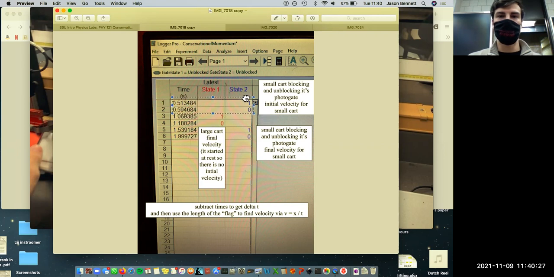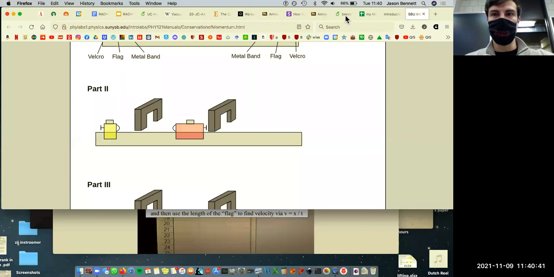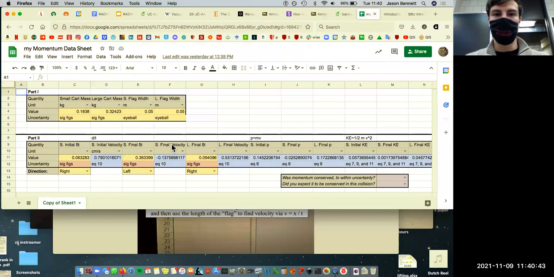This one would be the initial velocity of the small cart. This one would give me the final velocity of the big cart. And this one will give me the final velocity of the small cart. And the other thing that you have to do, which they mentioned to you in the Google Sheet, is to keep your eye on the direction. So what happened in my first one?